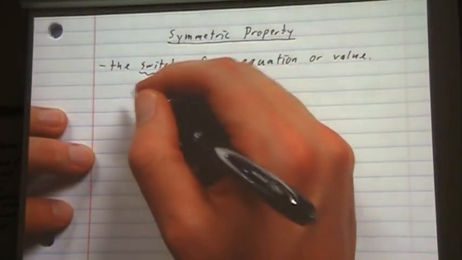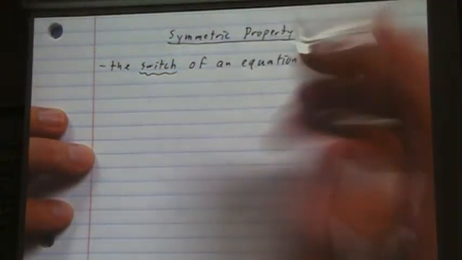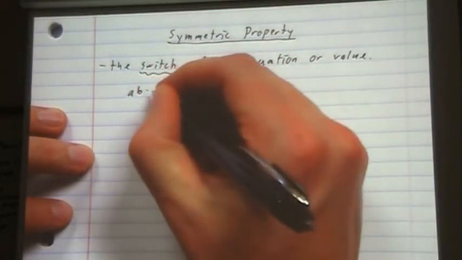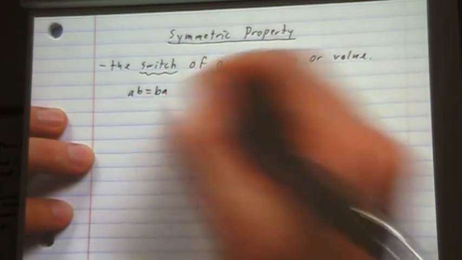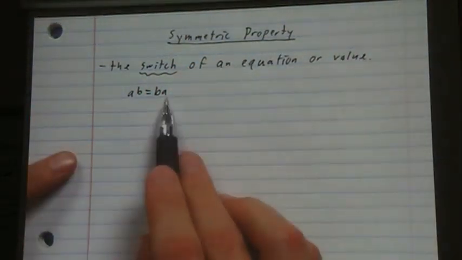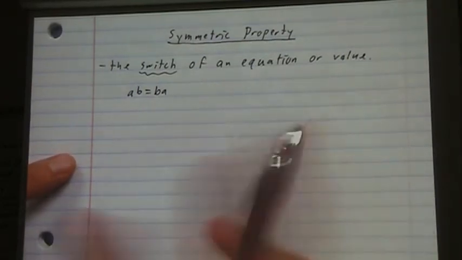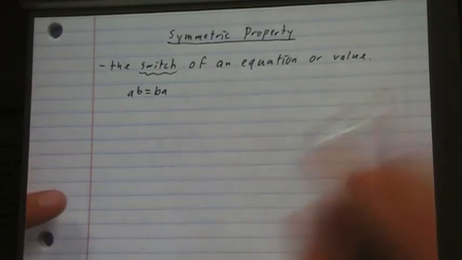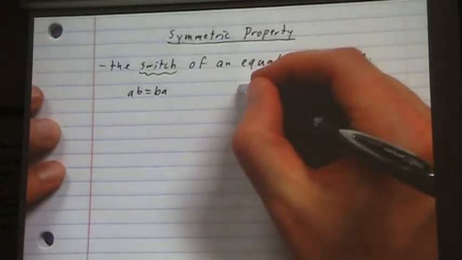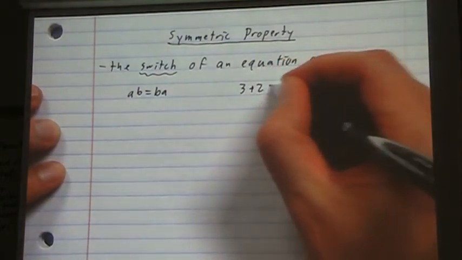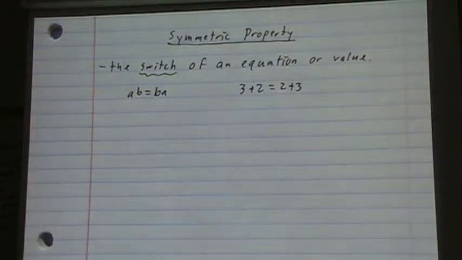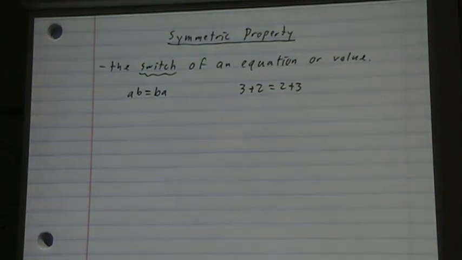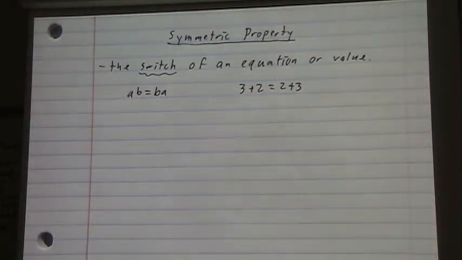Examples would be, you can see it a couple ways though. You could say AB equals BA. What flipped here? The order of the letters. A and B flip-flopped. You can go 3 plus 2 equals 2 plus 3. Again, we're flipping around there.